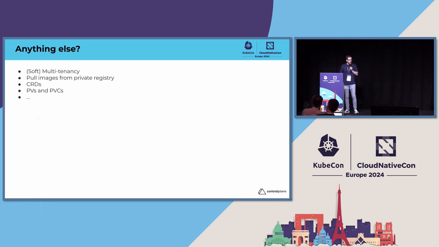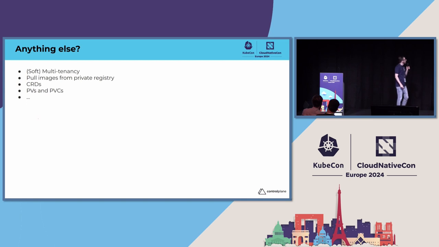Other use cases are secrets to pull images from private registries, which are typically defined at the namespace level as well, and custom resource definitions, which can be global or namespaced. Globally defined CRDs are risky, because if you are able to act on a global CRD, you can modify configuration at the cluster level rather than at the namespace level. So that's also important.